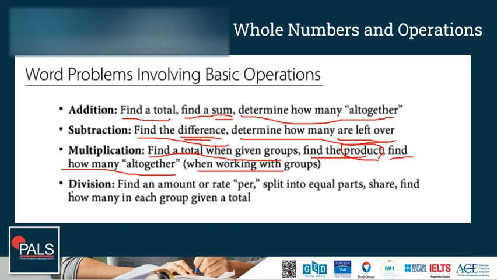Then the fourth is division. Find the amount of rate per, split into equal parts, share, find how many in each group given a total, or you can also say find the quotient. Okay, let me write quotient. The word means the answer for division. Let's try some examples.